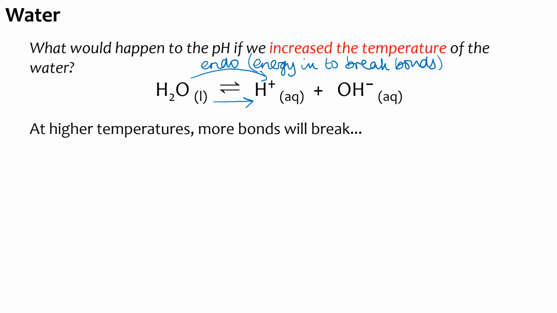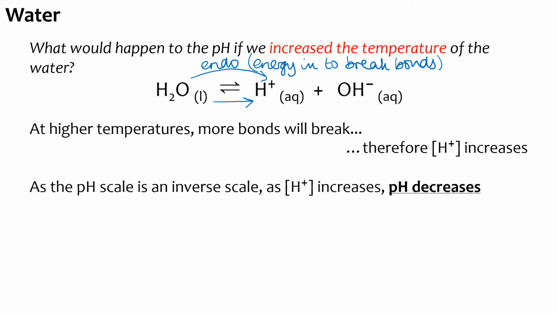So at higher temperatures, more bonds will break and therefore the concentration of H+ increases. The equilibrium shifts to the right, favouring the production of H+. Now, as the pH scale is an inverse scale, as the concentration of H+ increases, pH will decrease.